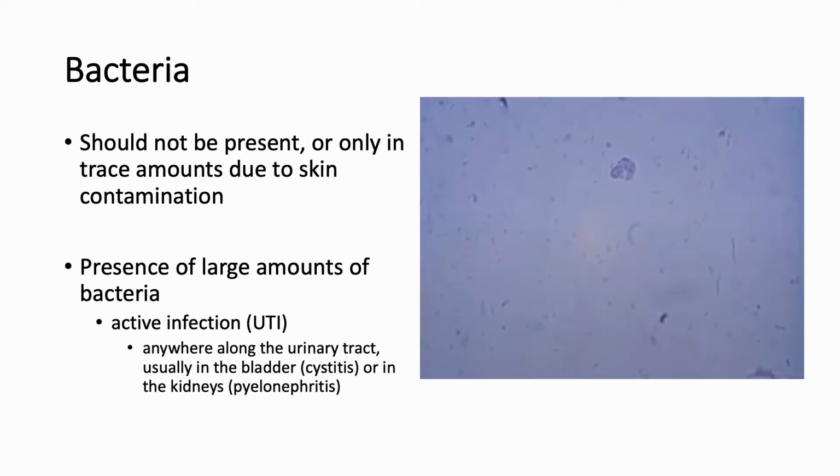So bacteria in the urine should ideally not be present, or it can be only identified in trace amounts because of possible skin contamination. However, presence of large amounts of bacteria can be clinically significant, indicating active urinary tract infection anywhere along the urinary tract. That's usually in the bladder, termed cystitis, or even in the kidneys, or pyelonephritis. So the presence of bacteria can be reported when identified in fresh specimens and in conjunction with WBCs.